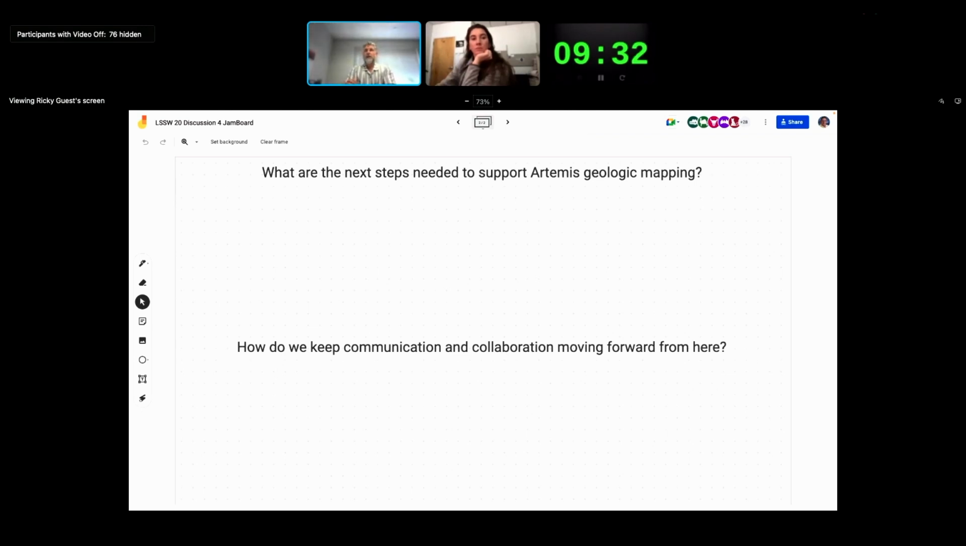I said at the very beginning, and we've been emphasizing throughout, that this is just the beginning of a discussion. This should never be the end of what we're doing here, because as we can see, geologic mapping is transcending multiple disciplines and multiple timeframes and scales. So let's start with what should be the next steps to support Artemis geologic mapping. You know, anything goes here. We're all friends, so let's put everything that can be thought about here and see what happens, and we will try to get some of our reported findings and potential recommendations out into a report that the community can review.